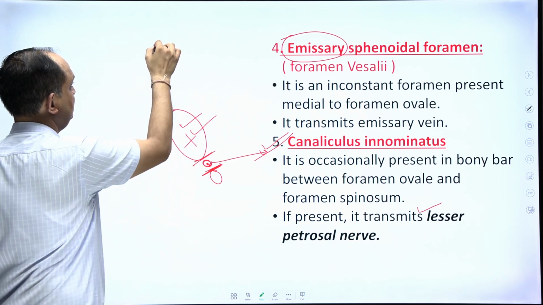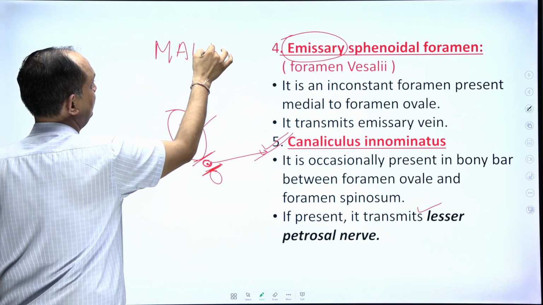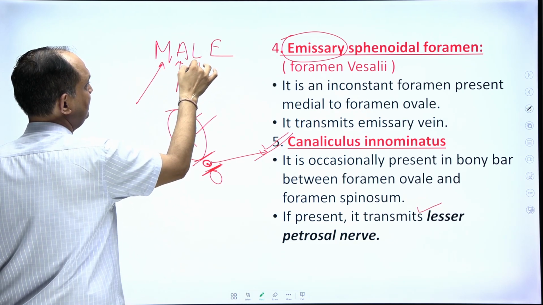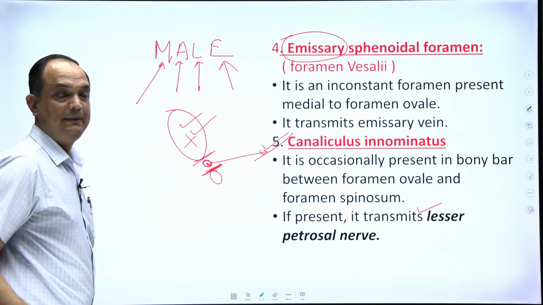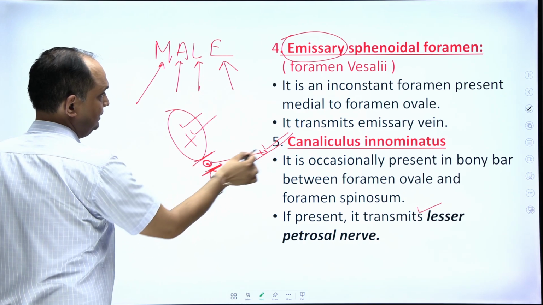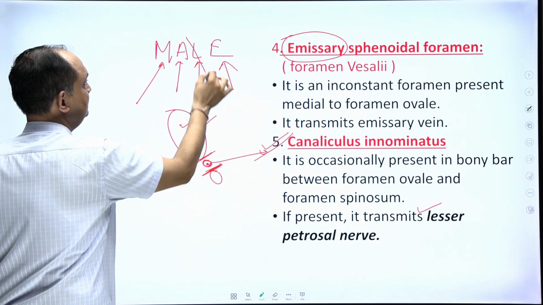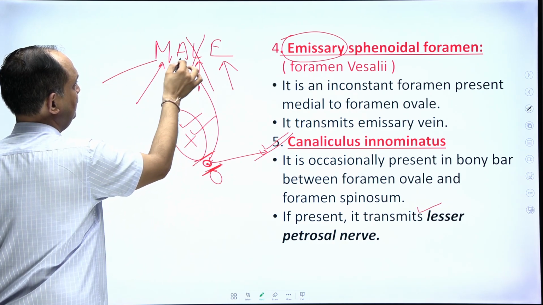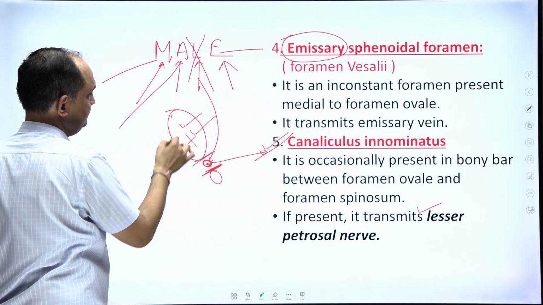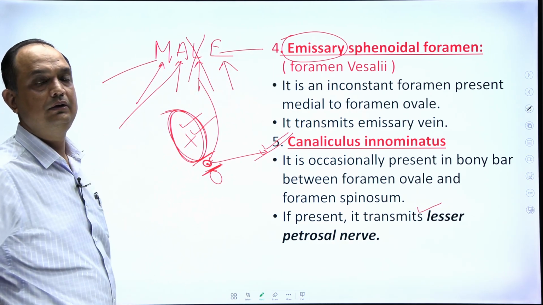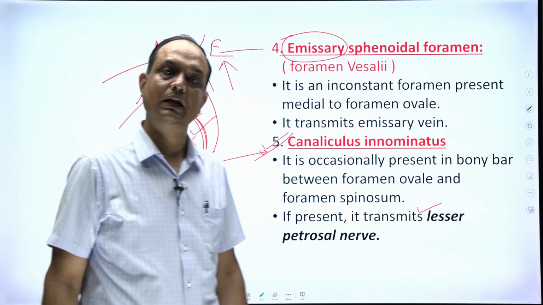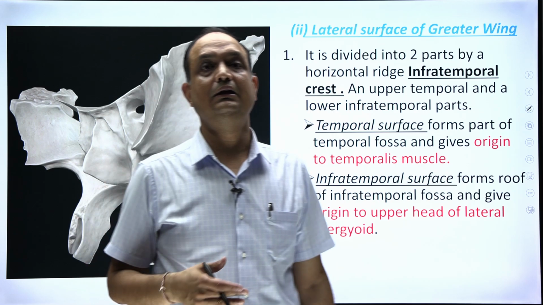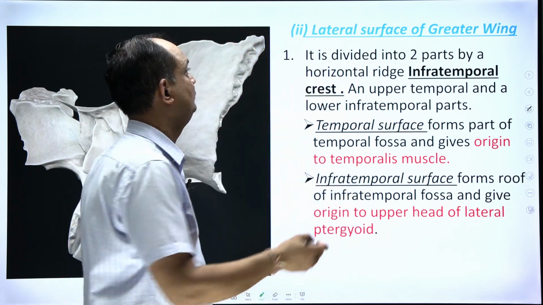What are the 4 which I told you? MALE. What does this mean? It is mandibular nerve, accessory meningeal artery, lesser petrosal nerve and emissary vein. But when you have the canalicus innominatus, then this L will go here and the remaining 3, mandibular nerve, artery and vein, will remain here in the foramen ovale. Clear? Now we will move to the next part, that is the lateral surface of greater wing.